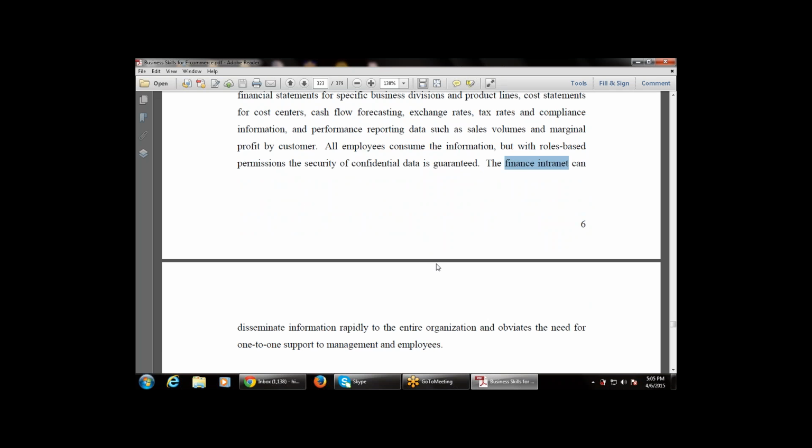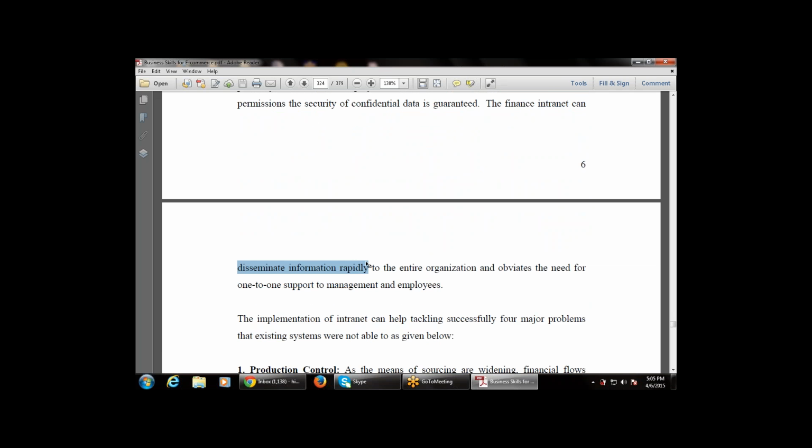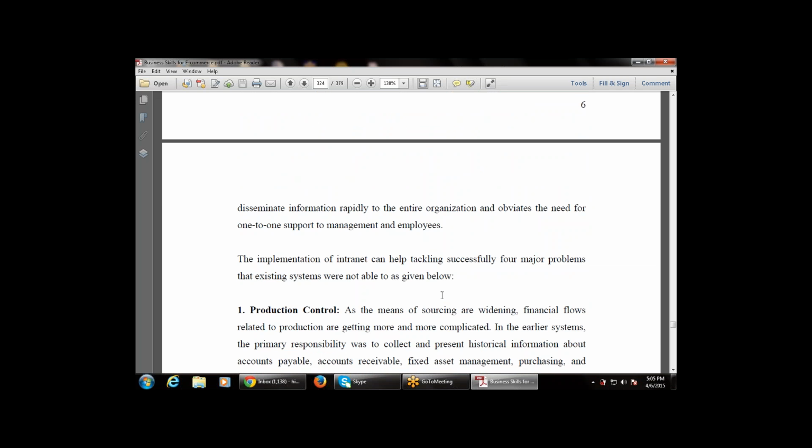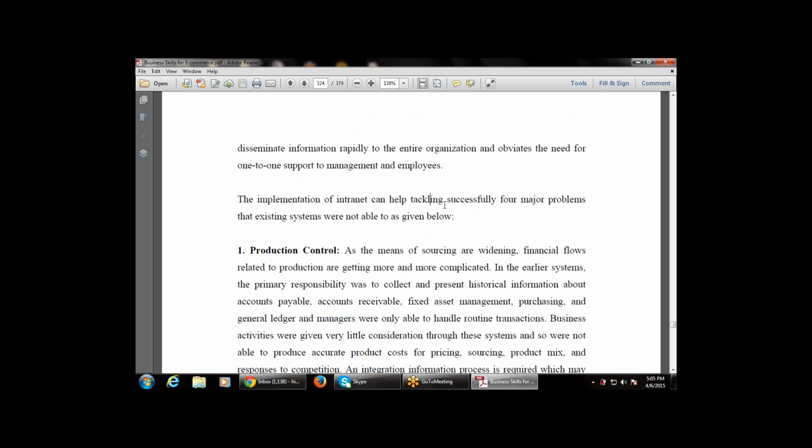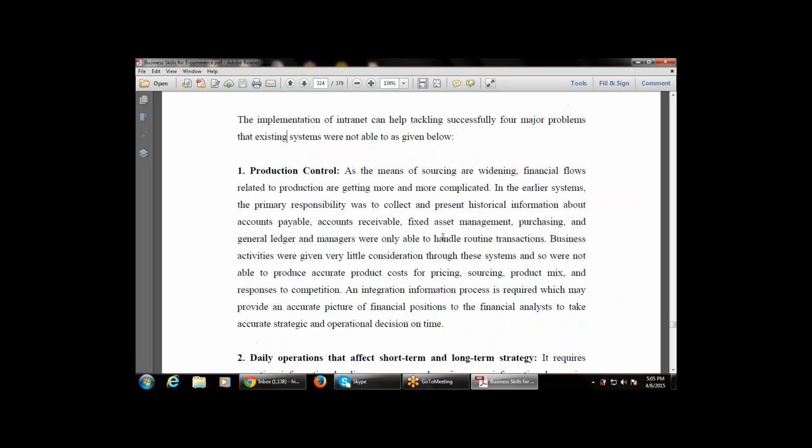The finance intranet can disseminate information rapidly to the entire organization and obviates the need for one-to-one support to the management and employees. The implementation of the intranet can help successfully tackle four major areas that existing systems were not able to handle. So what is the main advantage of using the intranet? It tackles four major key problems that exist with the existing system.